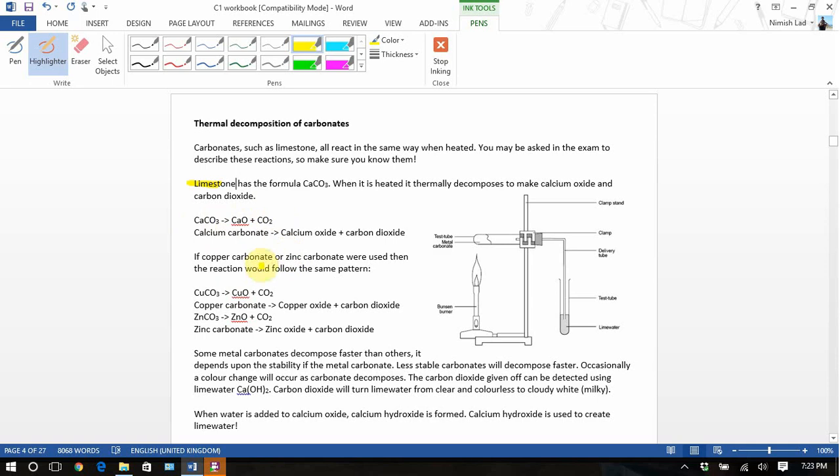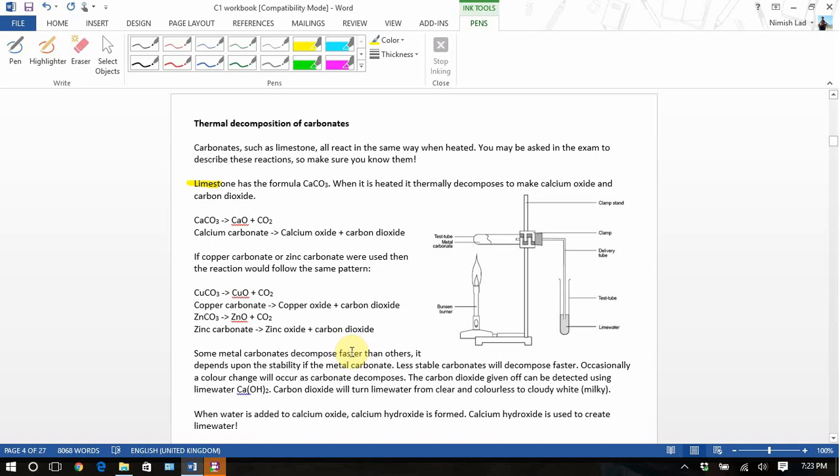If it's copper carbonate, same pattern. Zinc carbonate, same pattern. Okay, always zinc carbonate or copper carbonate. So I've got decomposes to zinc oxide or copper oxide and carbon dioxide. So some metal carbonates decompose faster than others, depends upon the stability of the metal carbonate. Less stable carbonates decompose faster. Occasionally a colour change will happen as well.